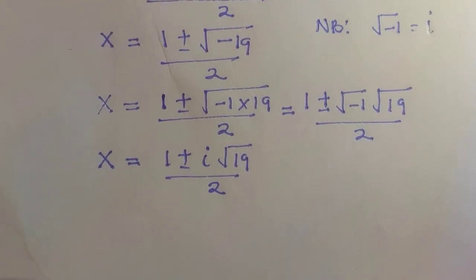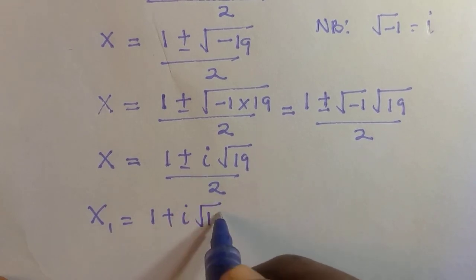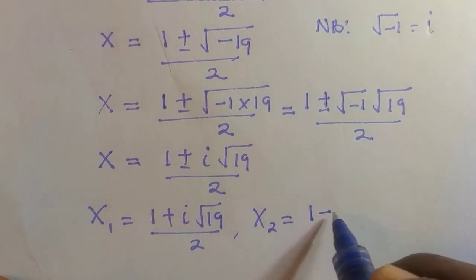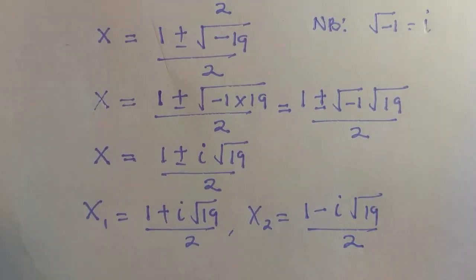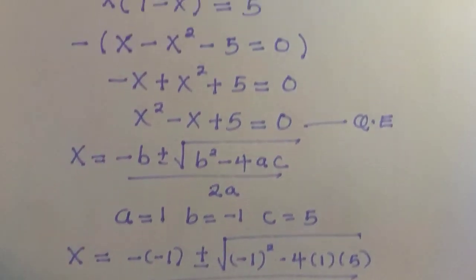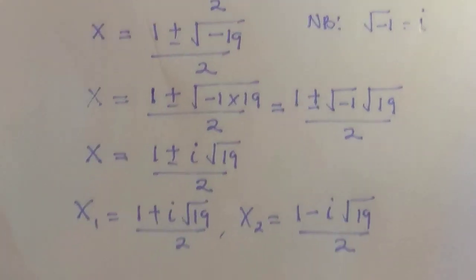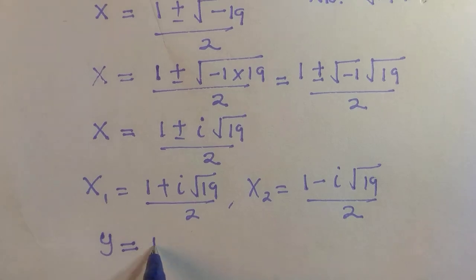And this gives the values of x, as we can rewrite it as x1 equals 1 plus i root 19, divided by 2, and we have x2, which equals 1 minus i root 19, divided by 2. But to get the values of y also, we consider equation 3, which is y equals 1 minus x, to get the value of y, and here we have 1 minus x.